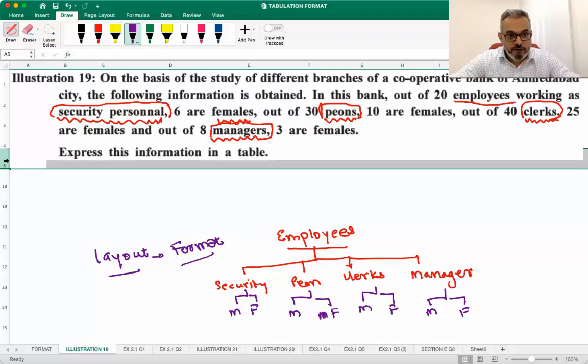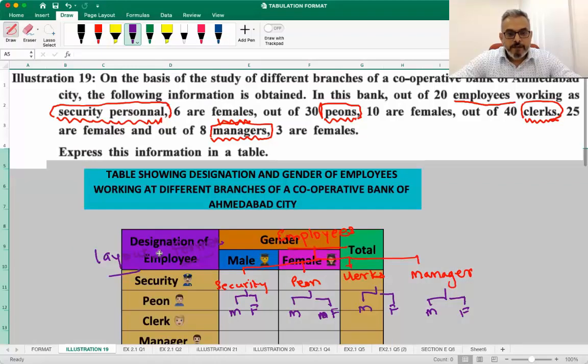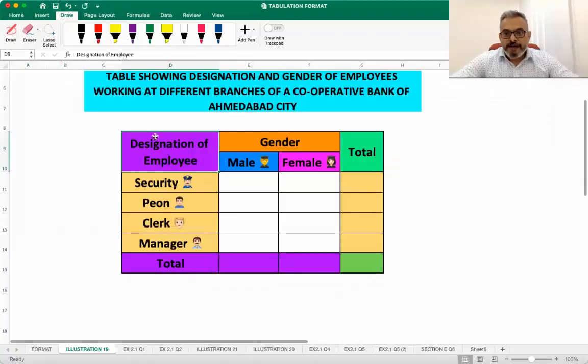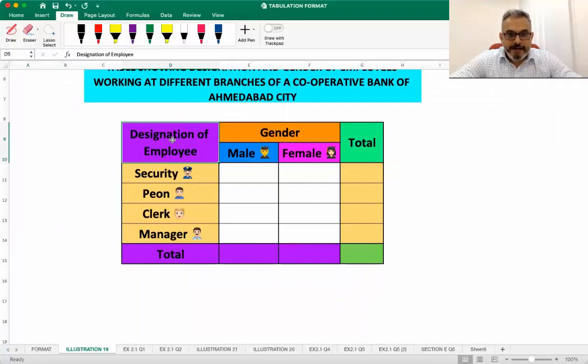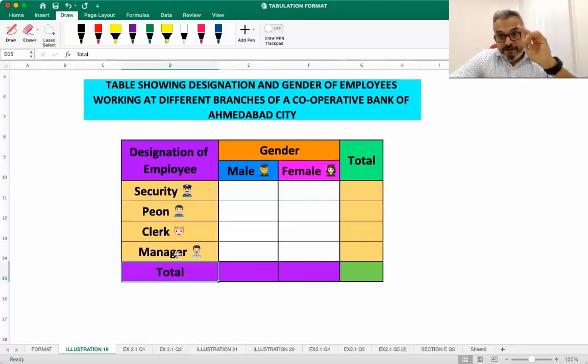I'll just show it to you. Now, we take vertically the designation of employees, that is security, peon, clerk and manager. Then we take gender, then male, then female and then the total. Now, dear students, you don't make a mistake. Okay, please remember, you should have total over here also and total over here also.